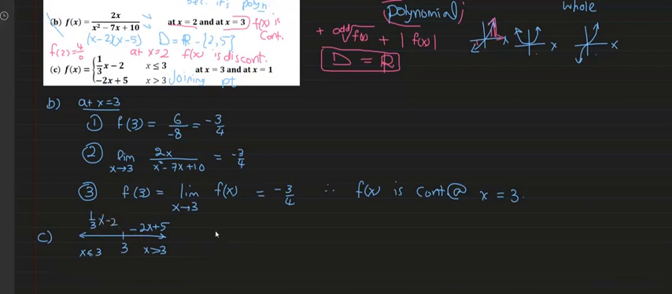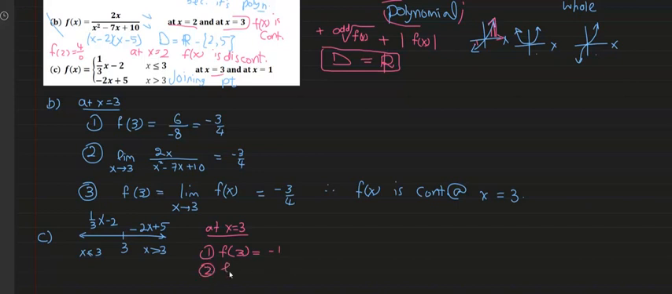Now what do we want to study? We want to study the limit at x equal 3. So let's say at x equal 3, what about f of 3? We will go to the function. Here it says or equal, right? So here we will substitute 3 over 3 is 1 minus 2, which is negative 1.